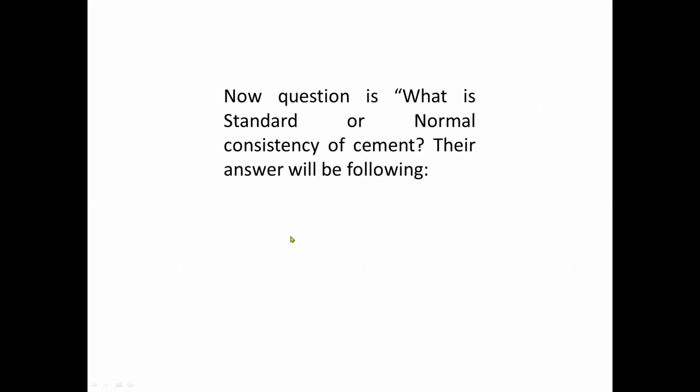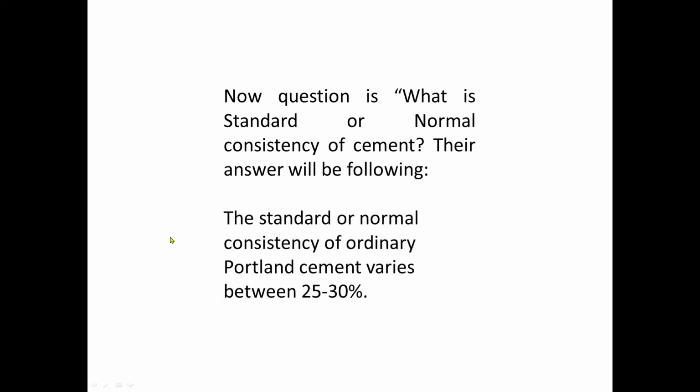Now, the question is, what is the standard or normal consistency of cement? The answer is the following. The standard or normal consistency of ordinary Portland cement varies between 25 to 30%. Not less than 25, but not more than 30%.